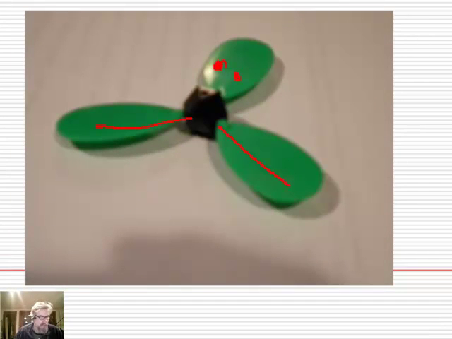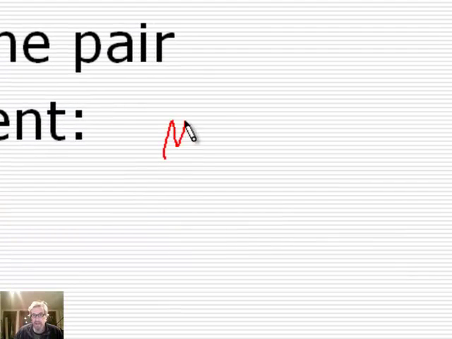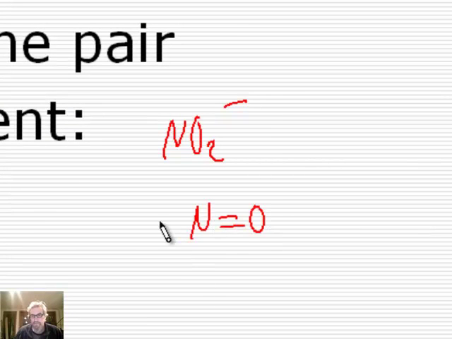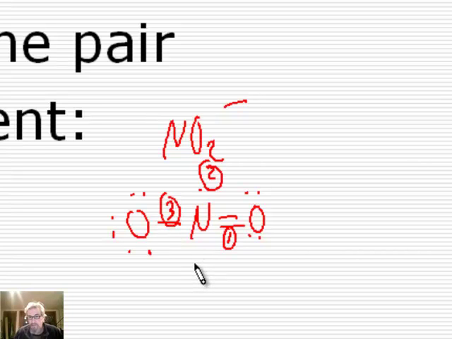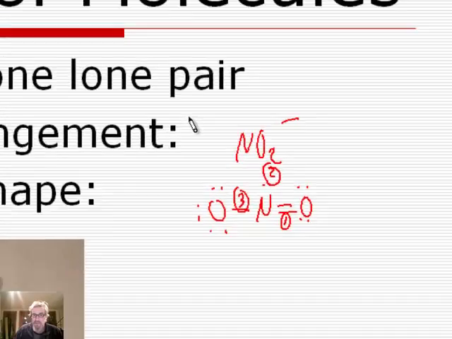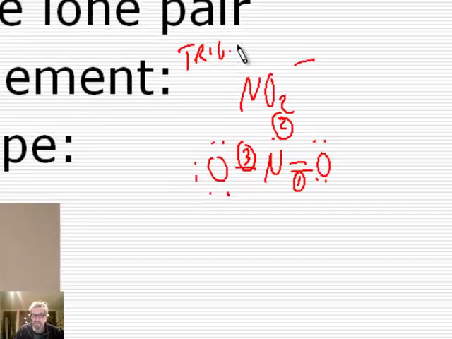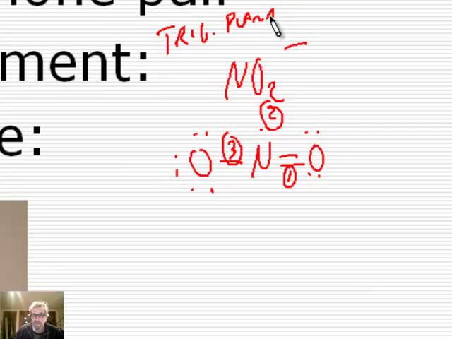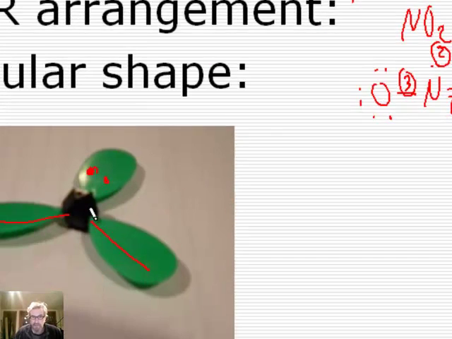An example of this would be the nitrite ion, NO2 1-, which has this Lewis structure. Now, if we look at the central atom here, the nitrogen, we've got 3 regions of electron density. Here's 1, the lone pair is 2, and the single bond is 3. So that means the VSEPR arrangement is going to be a trigonal planar, just like we had in the last example, 3 regions of electron density. But the molecular shape is going to be different.